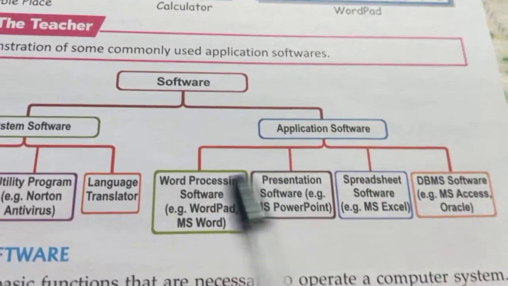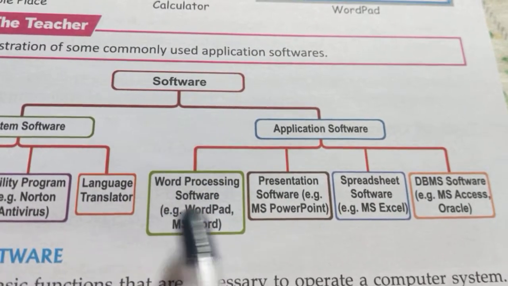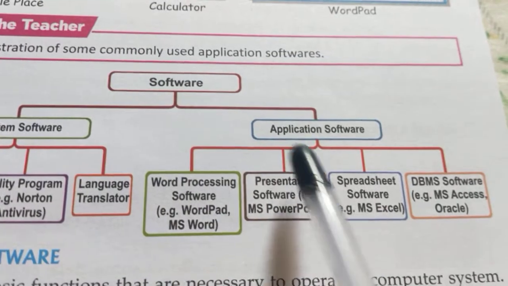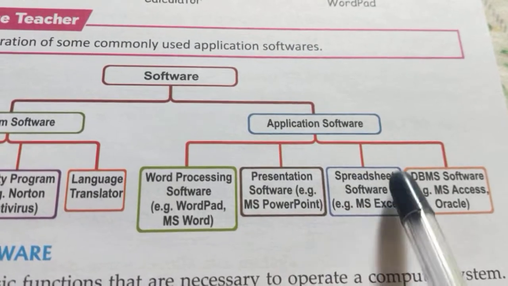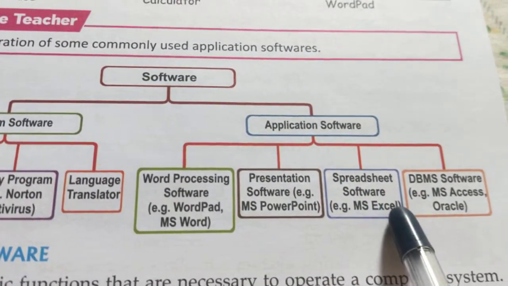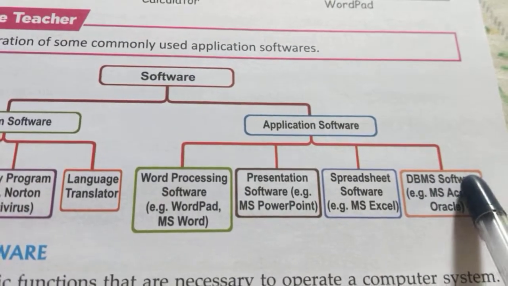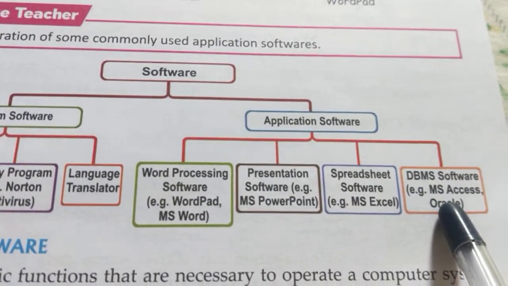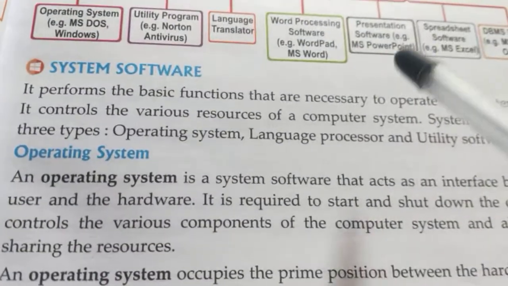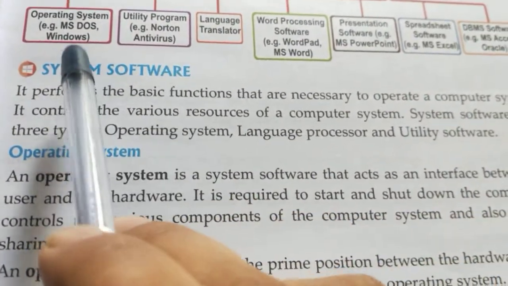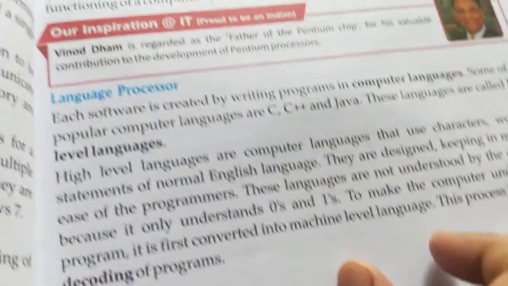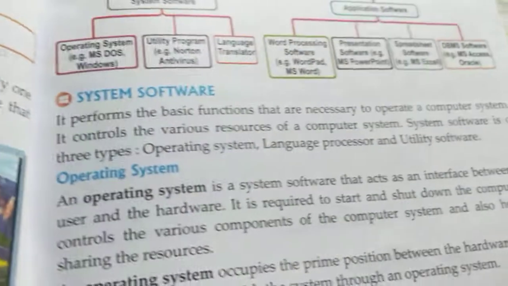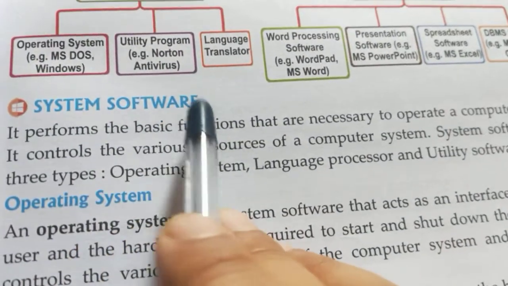Now application software is also divided into four parts: word processing software, example WordPad and MS Word. Presentation software, example MS PowerPoint. Spreadsheet software, example MS Excel. And DBMS software, example MS Access or Oracle. Now we are going to learn in detail about the two types of software, system software and application software. So first we are going to start with the system software.